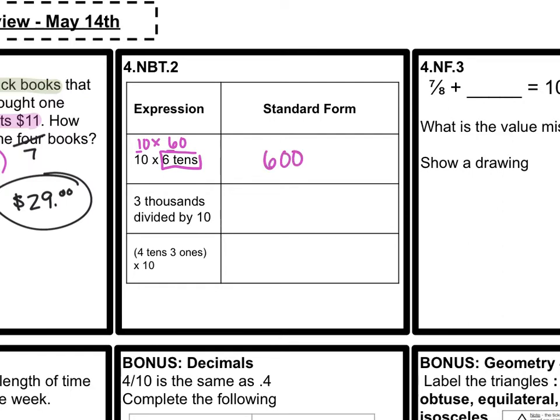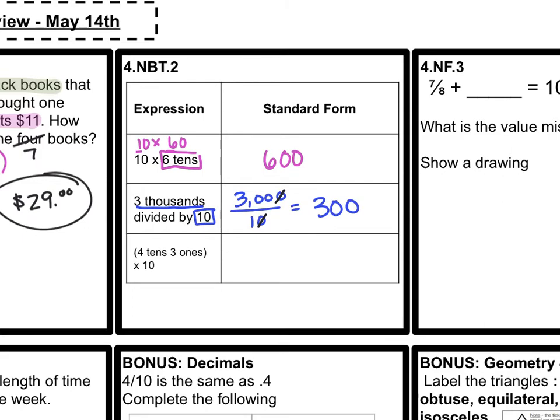The next one is 3 thousandths divided by 10. So you're going to take 3,000 and divide it by 10. And an easy way to do this is just to cross off these zeros, and you're left with 300 divided by 1. So your answer is simply going to be 300.